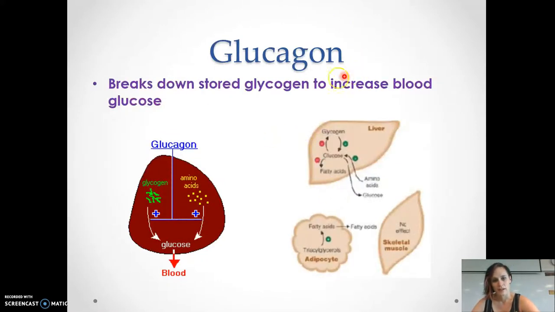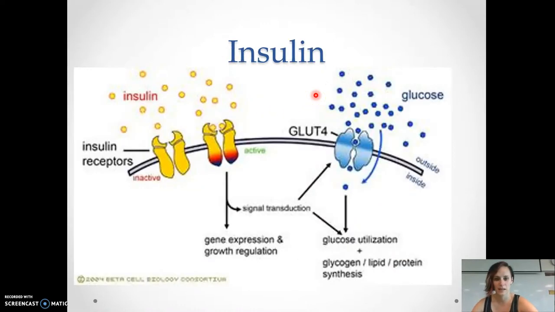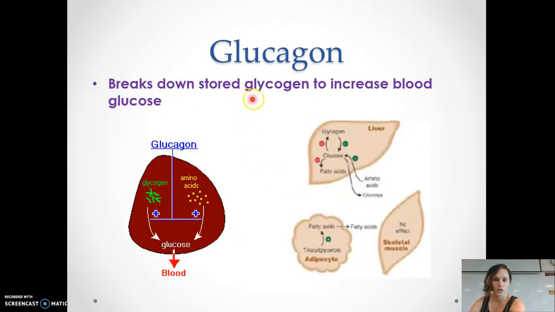Glucagon, on the flip side, is doing the opposite, and it breaks down stored glycogen, there's the word we need to think about, to increase blood glucose. Glycogen is a form of stored glucose. If we flick back to the insulin, once this glucose is stored, say, in the liver, and it's not being used immediately, it is stored as a longer chain carbohydrate called glycogen. Glucagon works to release the glycogen from that storage, and we can see it's stored in the liver.